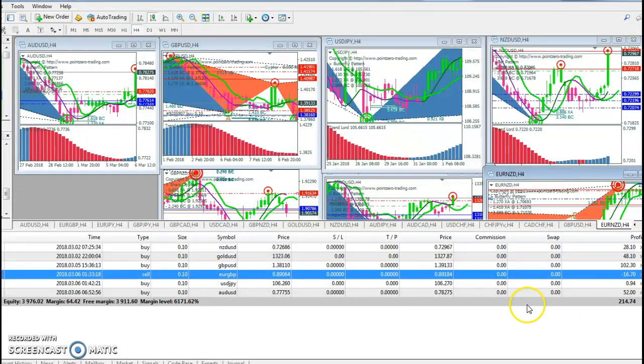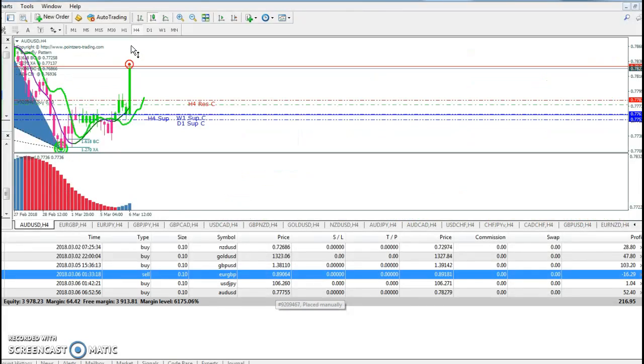When I got in the Aussie US dollar last night, I got in on the crossover of the 4 moving average here. Already had turned to blue here, so that was just another confirmation. But we had a nice spike there.